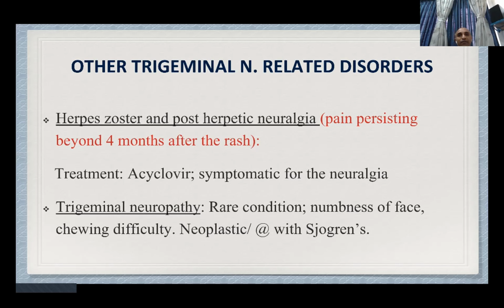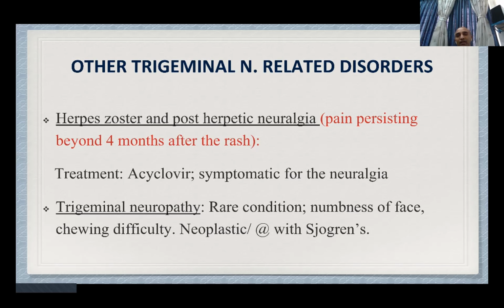And this may take various forms: sharp shooting pain, burning pain, dysesthetic pain. The treatment in the initial phases, when the rash is still there, is with acyclovir. And in those who become symptomatic for neuralgia, you use carbamazepine, gabapentin, pregabalin, and the other drugs which you have used for patients with trigeminal neuralgia.